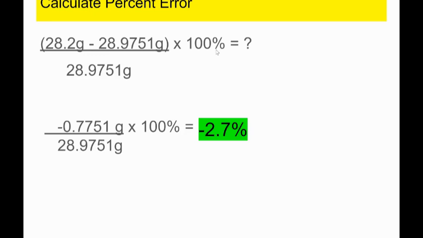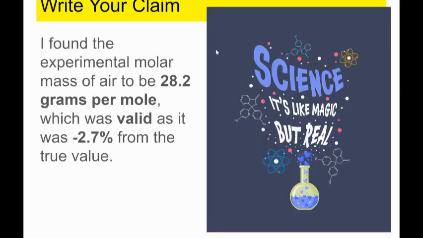All right, we should be able to wrap this lab up by writing a claim. Our claim is going to need to tell the reader what our experimental molar mass of air was and whether or not we are valid, and use our percent air as our evidence. So I found the experimental molar mass of air to be 28.2 grams per mole, which was valid as it was negative 2.7% from the true value.